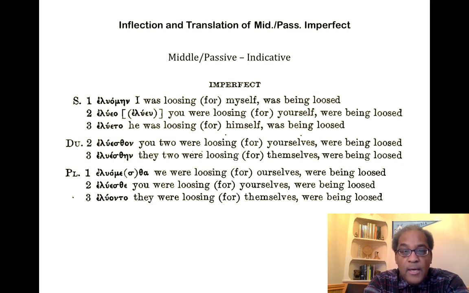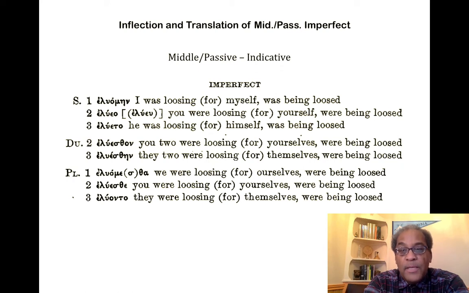And then we have the duals. You two were loosing for yourselves. You were being loosed, passive sense. They two were loosing for themselves. They were being loosed, passive sense. Okay, elu-ometha, Homer can insert a sigma here. We were loosing for ourselves. We were being loosed. Eluesthe, you were loosing for yourselves. You were being loosed. Eluonto, they were loosing for themselves.